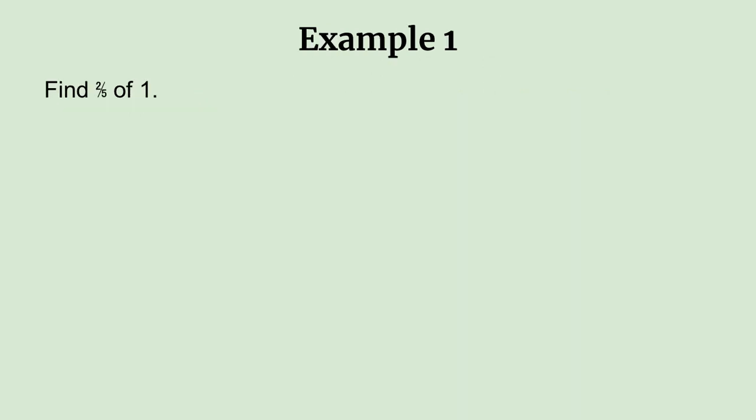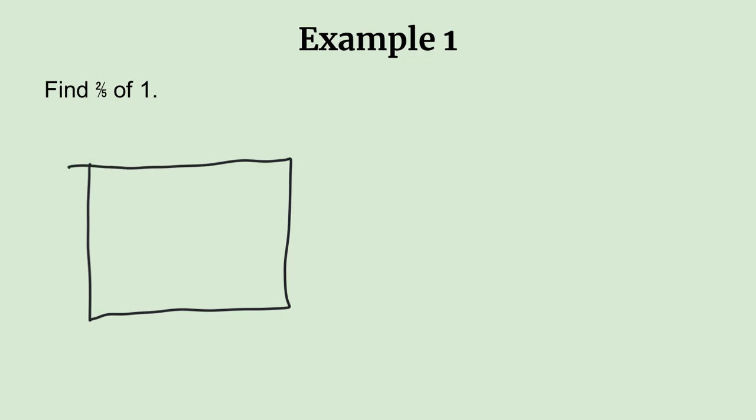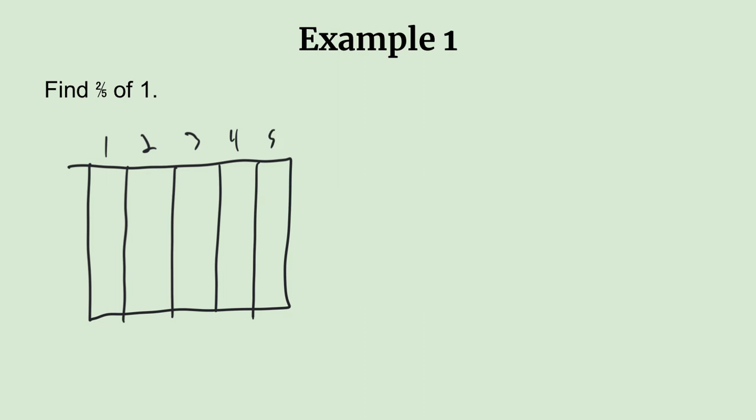So our first example is 2/5 of 1. So remember, the first thing we're going to do is draw ourselves a square, and then we're going to break it up into somewhat looking equal parts. So that is 5 parts, right? 1, 2, 3, 4, 5, which is the denominator down here. And then we want to shade in 2 parts. And so that's what 2/5 of 1 would look like.